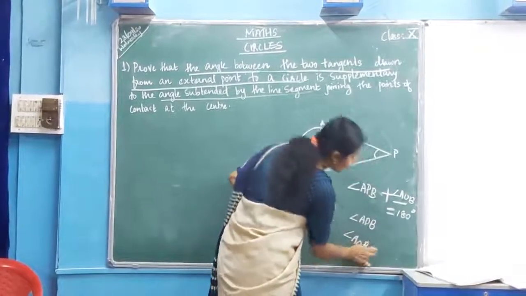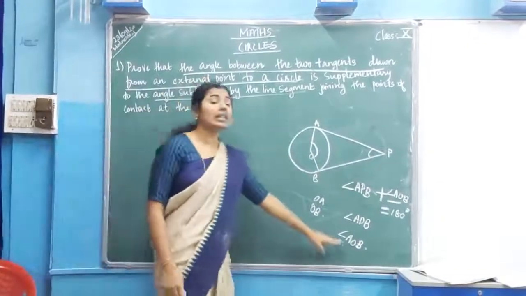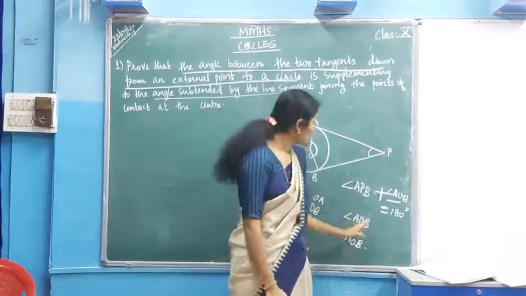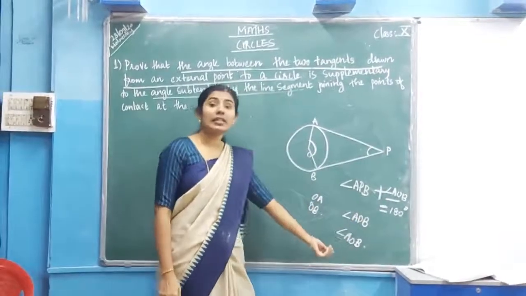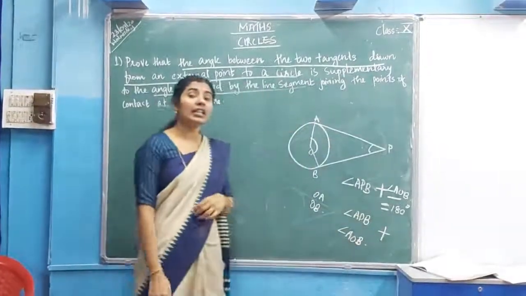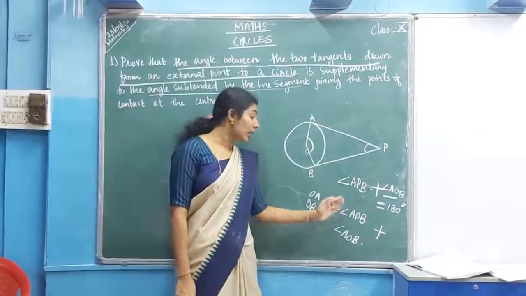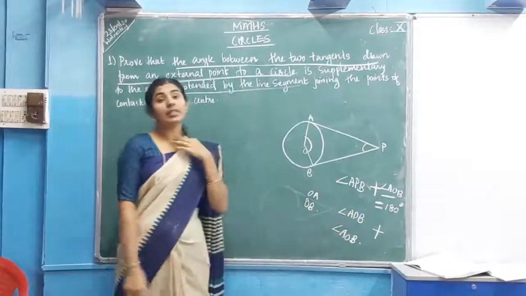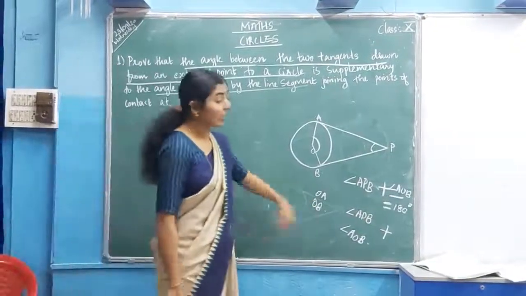What do you want to prove? You want to prove these two angles are supplementary. When can you say these two angles are supplementary? If its sum is 180 degree. So we are getting two angles. We want to prove they are supplementary. That means what? The two angles sum should be 180 degree.